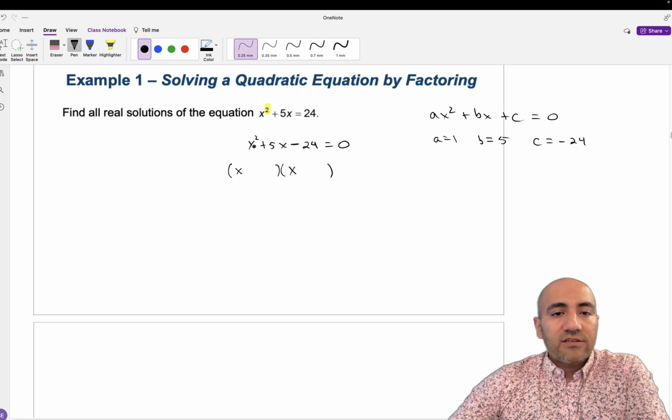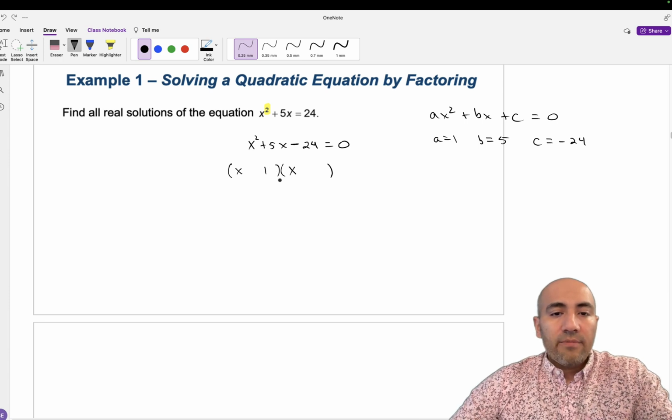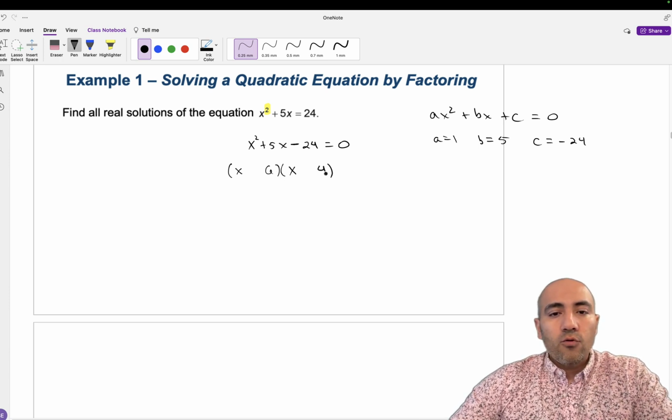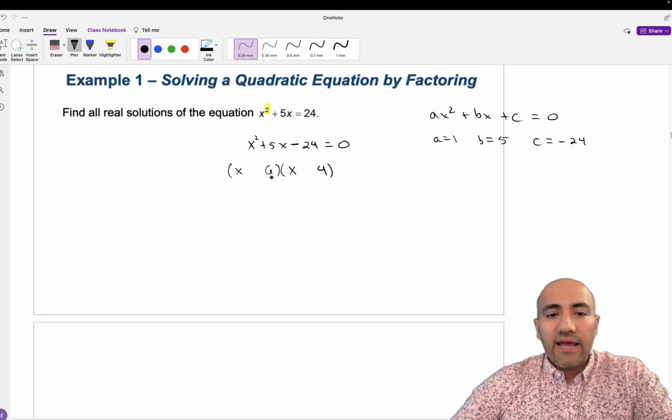x times x gives me x squared. And then what I'm looking for is two numbers that multiply to negative 24 but add to positive 5. So we can just play around with the different values. There's obviously, say, 12 and 2. They multiply to 24, but they're not going to add to 5 in any way. 14 or 12, depending on the signs. So that's not going to be it. How about 6 and 4? 6 and 4 multiply to 24, but they add to either 10 or negative 2, positive 2. It's not going to be anywhere near the 5. That's not going to work.